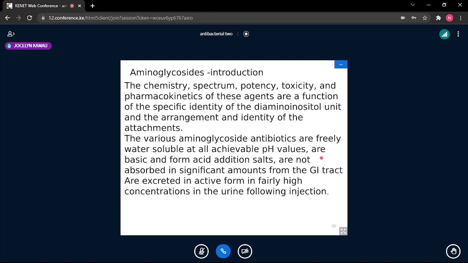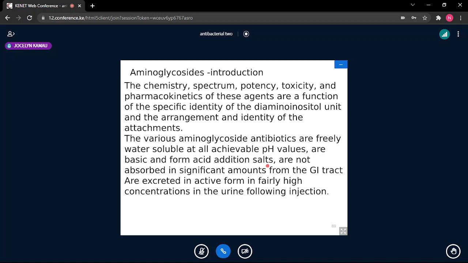The various aminoglycoside antibiotics are freely water soluble at all achievable pH values, are basic, and of course they will be basic because they have free amino groups, all of them. Whether streptomycin has a guanidino moiety, the guanidino moiety has 1 free amino group. So they will be basic in nature. They will be highly water soluble, as we have said, they are freely water soluble at all achievable pH values, are basic and form acid addition salts. Indeed, even streptomycin, you don't give it as such, you give streptomycin sulfate. Streptomycin sulfate is formed from the combination of streptomycin and sulfuric acid.